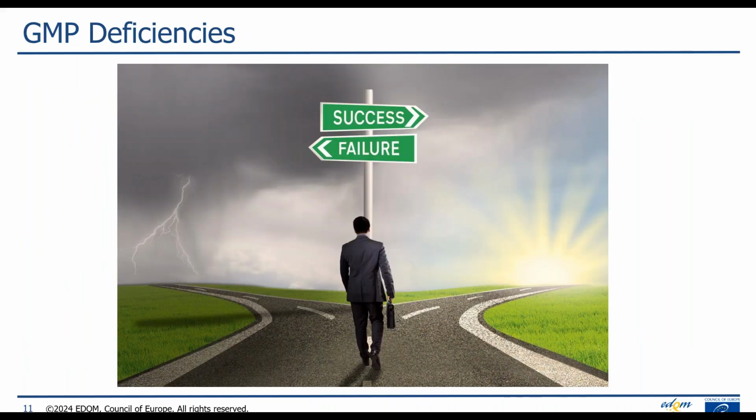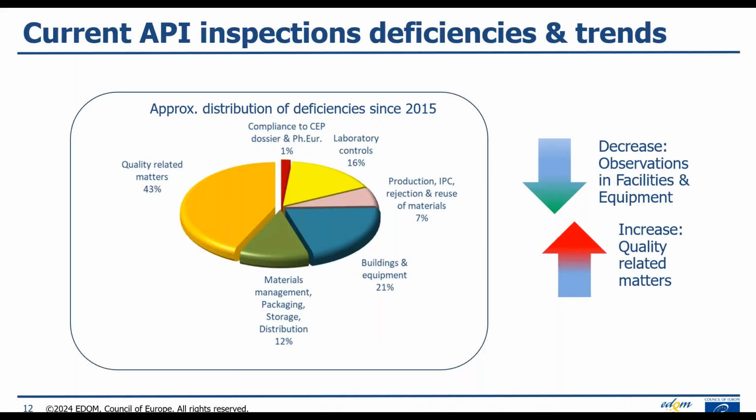Looking at the time, because we have already got quite a number of questions, I don't want to spend too much time on the slides. Moving on to the next part of the presentation, GMP deficiencies. As an overview, this slide shows you the approximate distribution of the deficiencies since 2015. You see a big part is quality related.